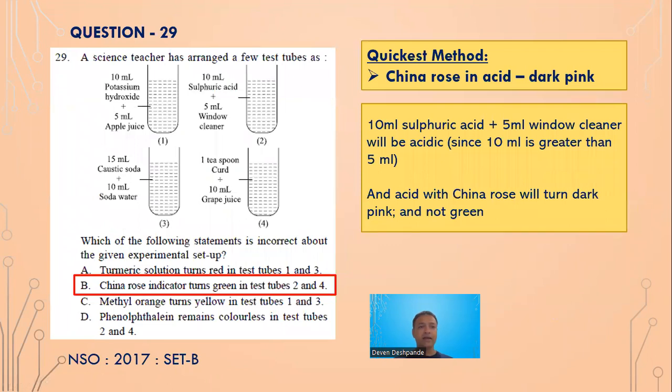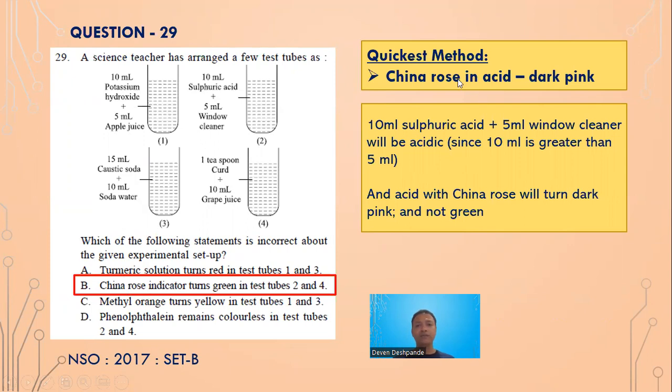Okay, next one. A science teacher has arranged a few test tubes: 10 ml potassium hydroxide with 5 ml apple juice, 10 ml sulfuric acid with 5 ml window cleaner, 15 ml caustic soda plus 10 ml soda water, and 1 teaspoon of curd with 10 ml grape juice. Okay, so what is the incorrect statement? The incorrect statement is statement number B.